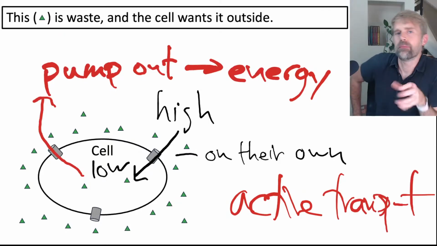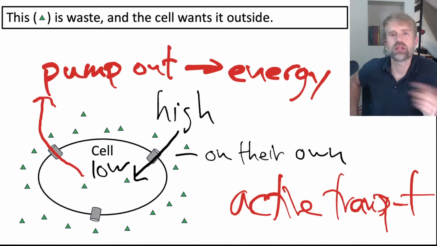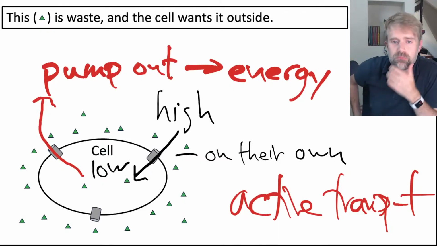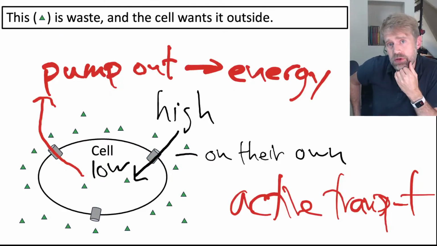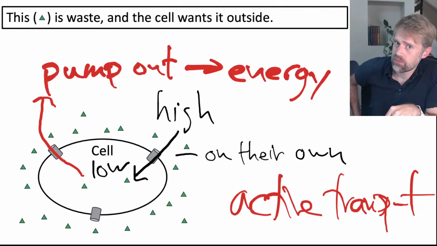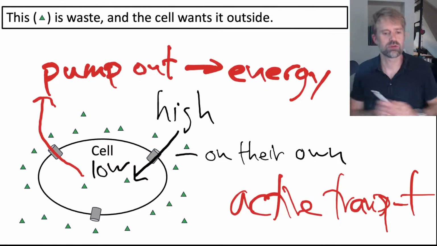When you want to make substances go in a direction that they don't want to go, you've got to use energy. You've got to push them out. Active transport. Pump them out. That's how you're going to do it. You're going to use active transport. Things go from high to low on their own. If you need something to go from low to high, you've got to pump it. That's going to take energy. It's going to be active transport.